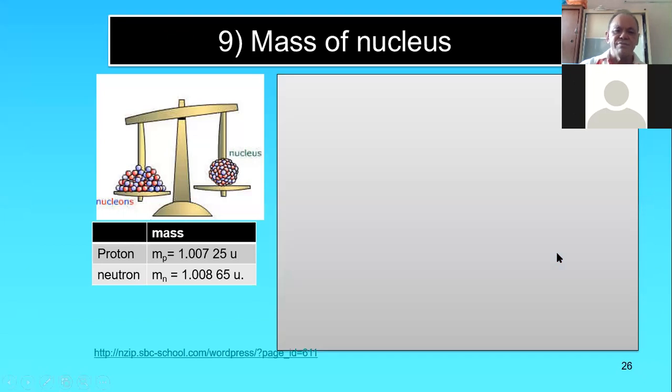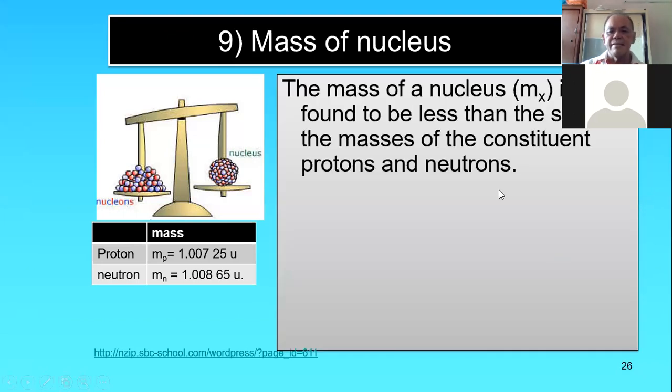Okay, one thing we have discovered, as you can see from the diagram: the mass of the nucleus is found to be less than the sum of the masses of the constituent protons and neutrons. That means if we add the protons and neutrons found in the nucleus separately, we find that they are heavier than the mass of the nucleus alone.